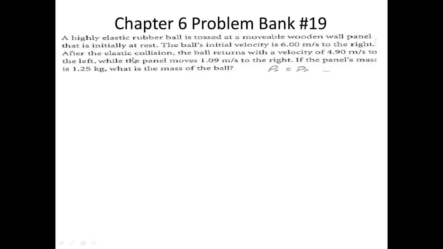This is number 19. We're dealing with elastic collisions, which means that all energy is conserved. A highly elastic rubber ball is tossed at a movable wooden wall panel that is initially at rest. The ball's initial velocity is 6 meters per second to the right. After the elastic collision, the ball returns with a velocity of 4.9 meters per second to the left, while the panel moves 1.09 meters per second to the right. If the panel's mass is 1.25 kilograms, what is the mass of the ball?